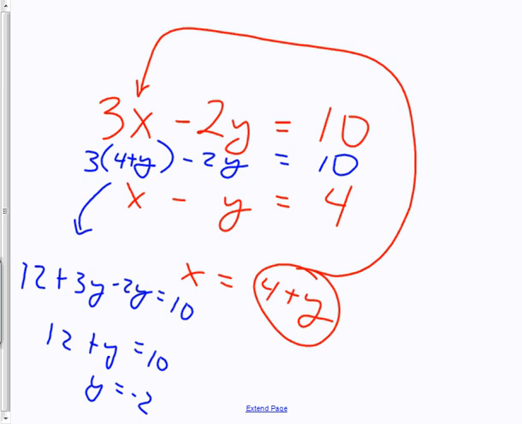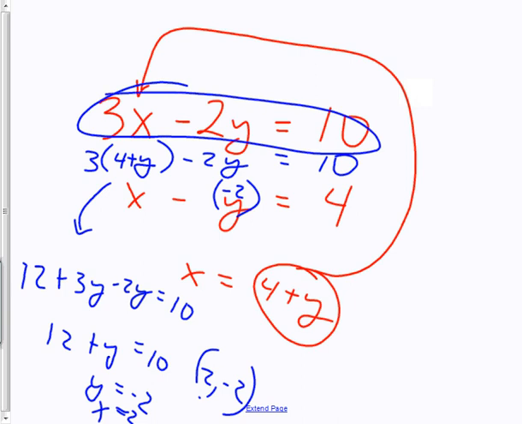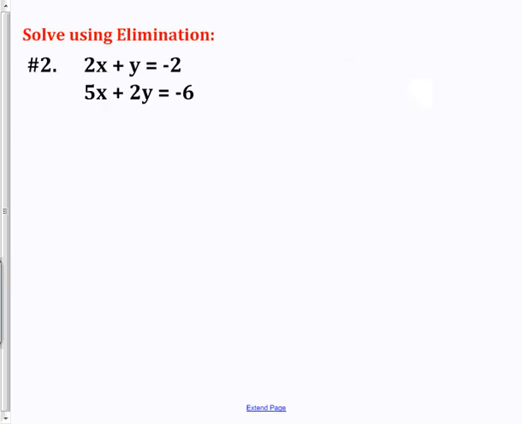Good. Then I can just finish it by saying if y is negative 2, what would x have to be? 2. 2 minus negative 2 would be 4. So x must be 2. x equals 2. My final answer is 2 comma negative 2. An x and a y that solve my equation. This point would be on this line, and this point right here would be on this line here also. All right, that's how to solve with substitution.